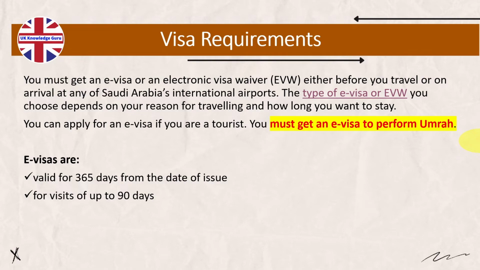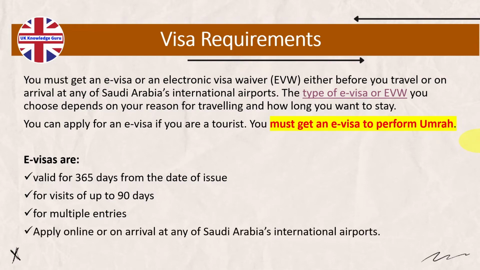For visits up to 90 days. For multiple entries. So you have three different types. You can select whichever you want. Apply online or on arrival at the Saudi Arabia international airport. You will need a separate visa for Hajj.